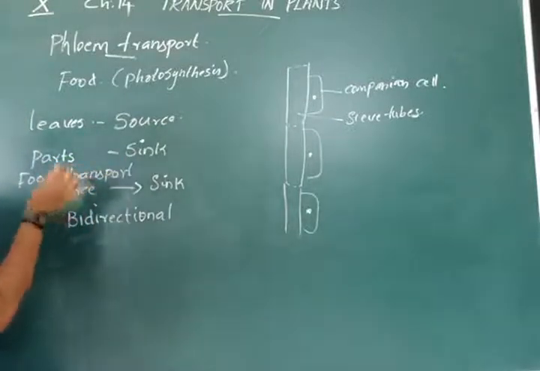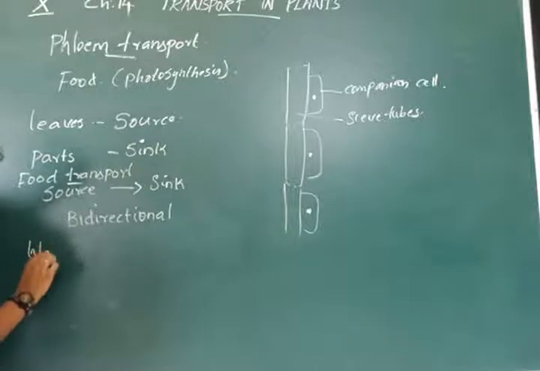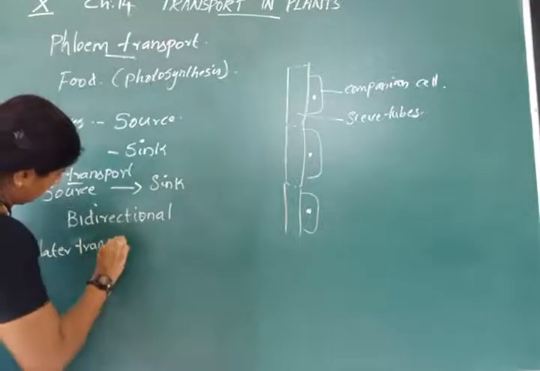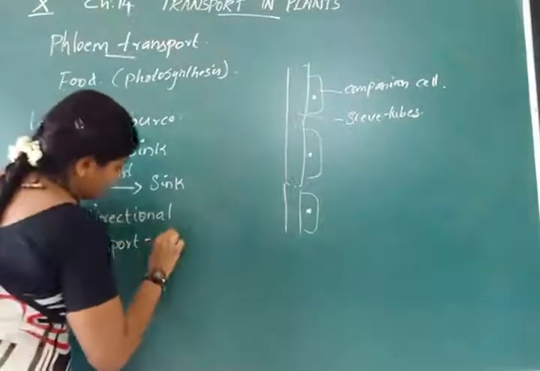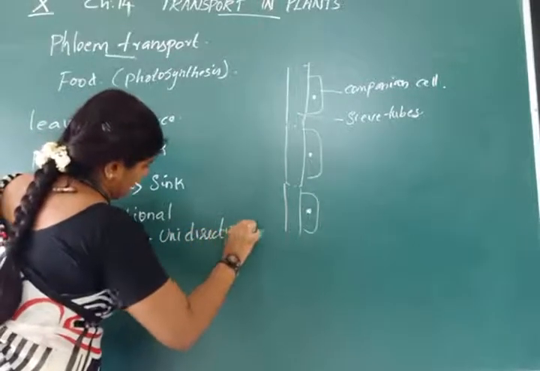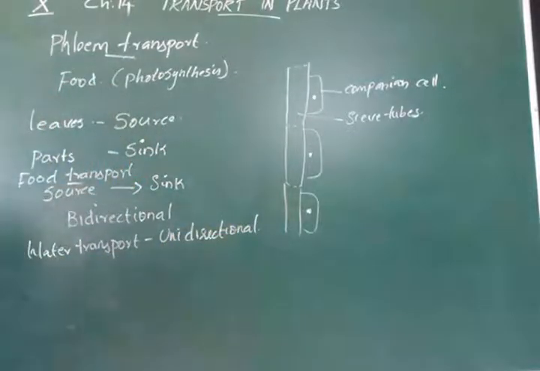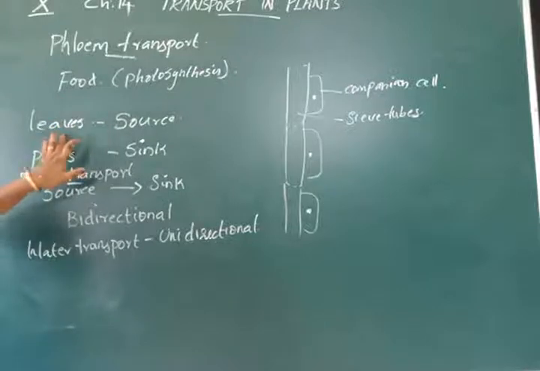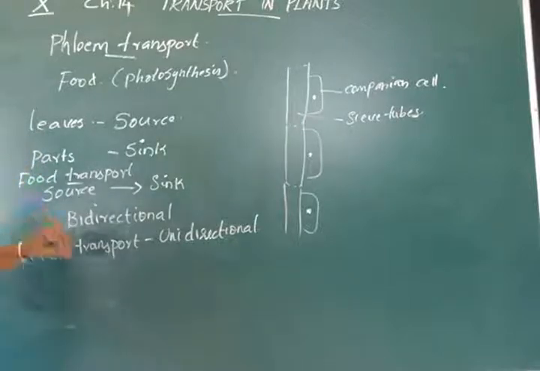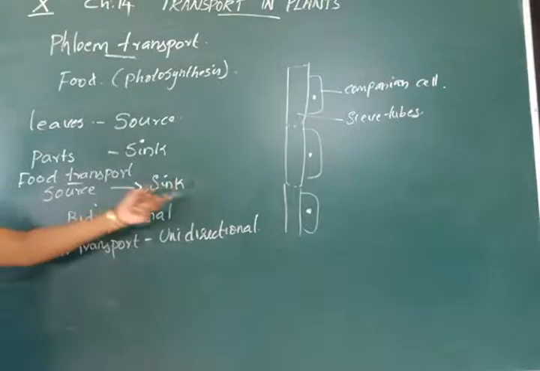But in the case of water transport, it is unidirectional. As a result of photosynthesis, food is prepared in leaves. It is called the source, and the other parts of the plant body which require food are called the sink. Always the food is transported from source to sink.